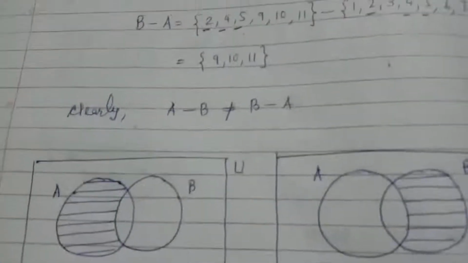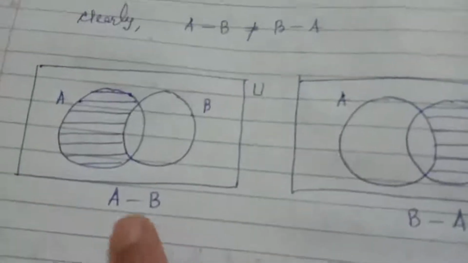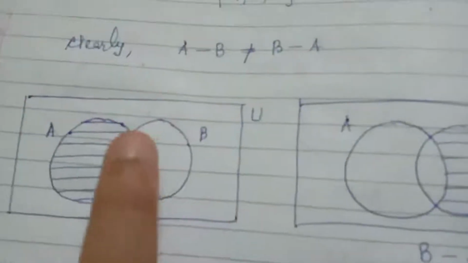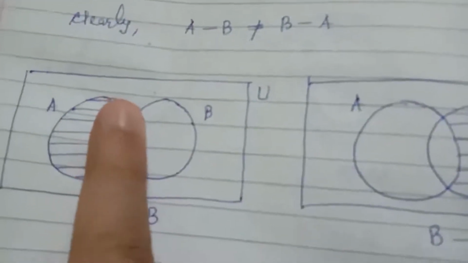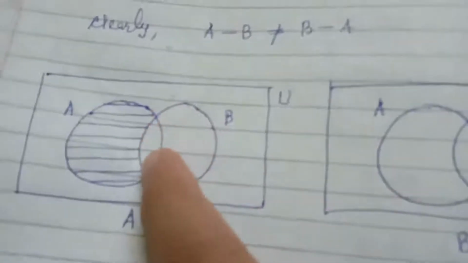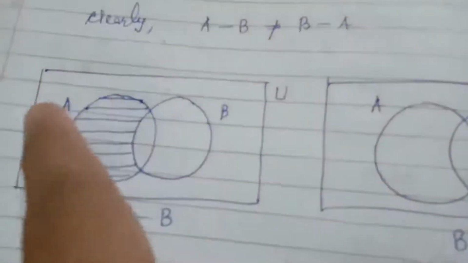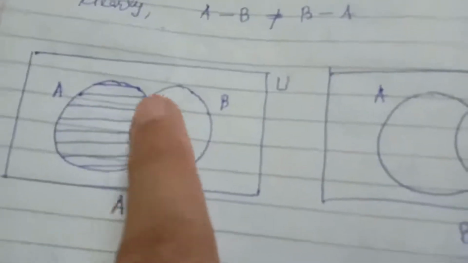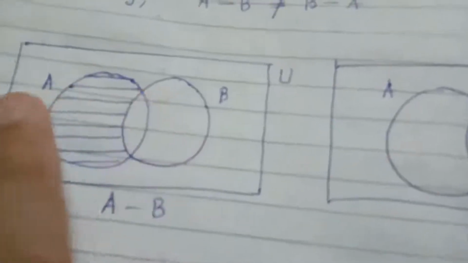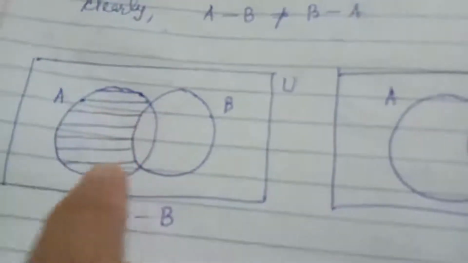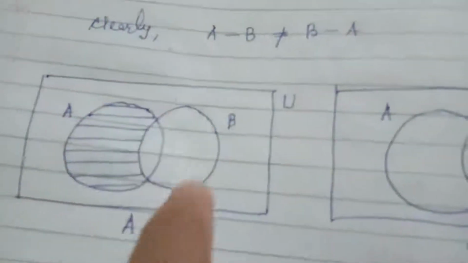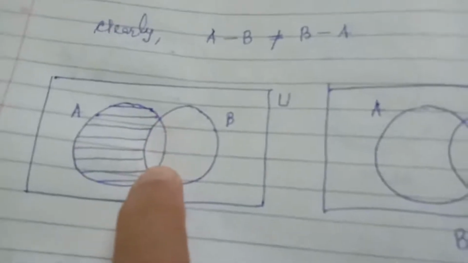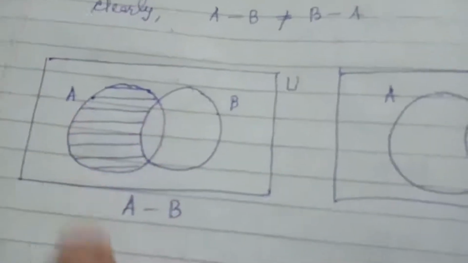Now, this is the Venn diagram of A minus B. Suppose this is the set A, this is the set B, and this is the common part, A intersection B. From A, if we remove the common part, the elements which are present in both A and B, we will be left with A minus B. This is A minus B. This is the set A. From A, what have we removed? The common part. I have removed the common part, and the remaining is A minus B.